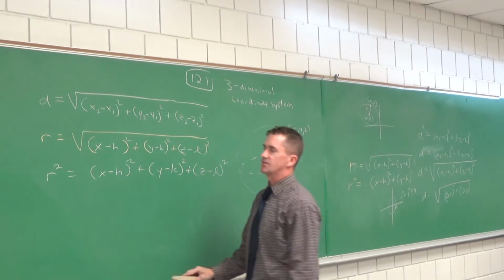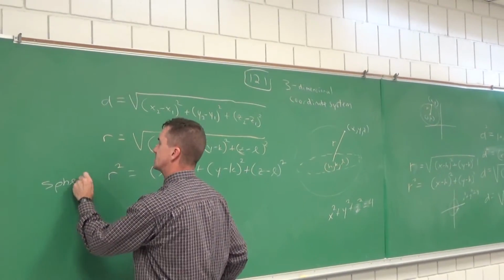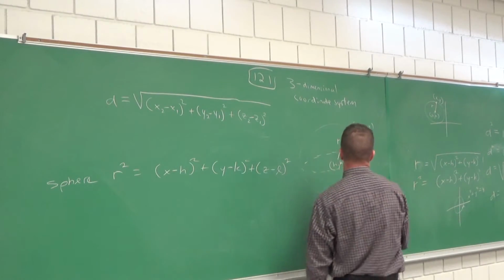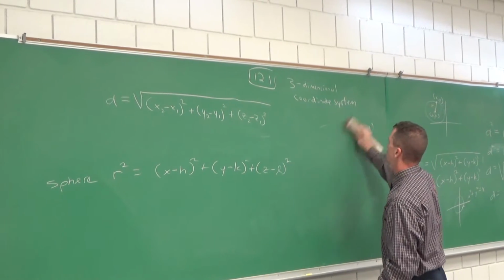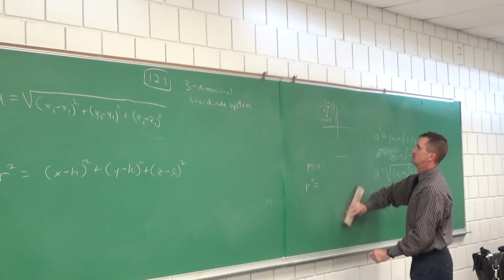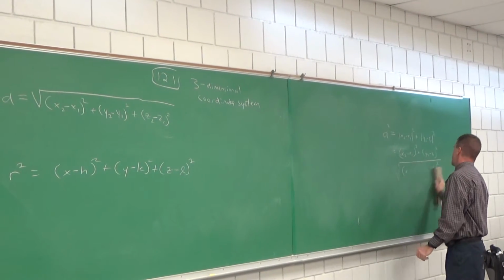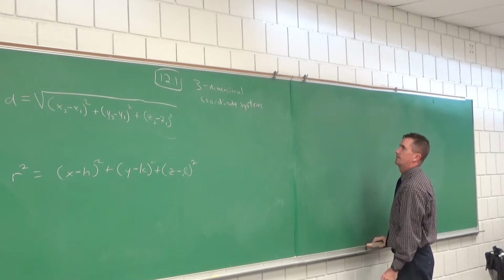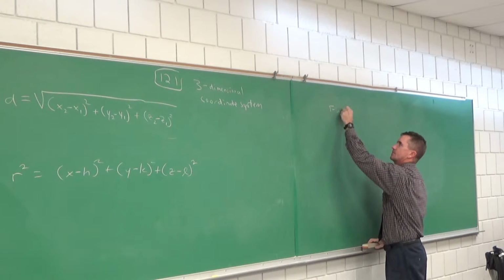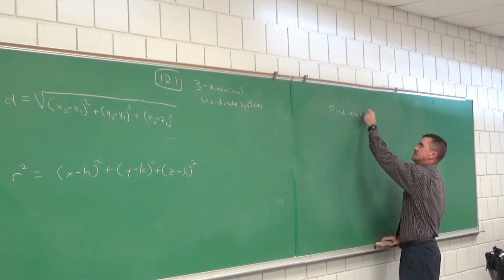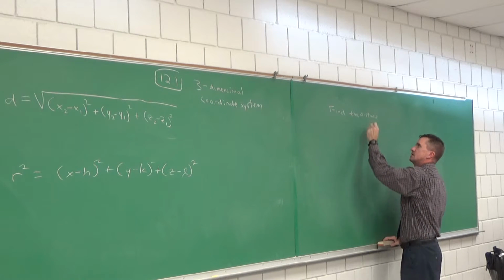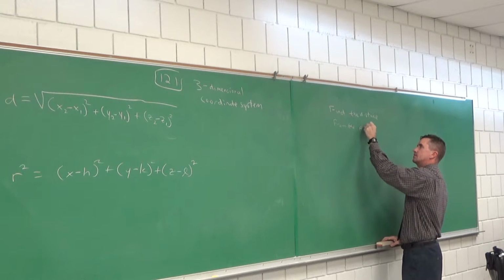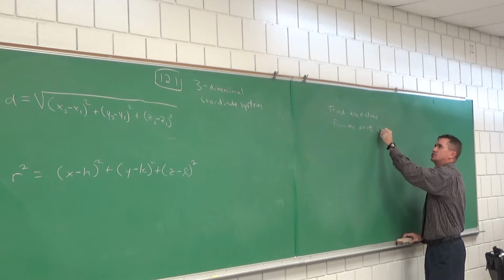So, this is the equation for a sphere, right? That's just the distance between two points in space. So I can get this out of the way. All right, let's go back to a sketch of that three-dimensional coordinate system. Let's do this problem. Now let's find the distance from the point (2, 3, 4).